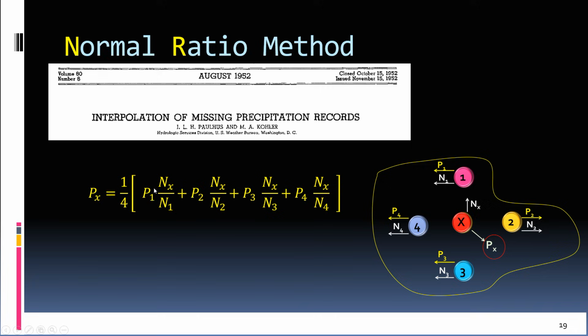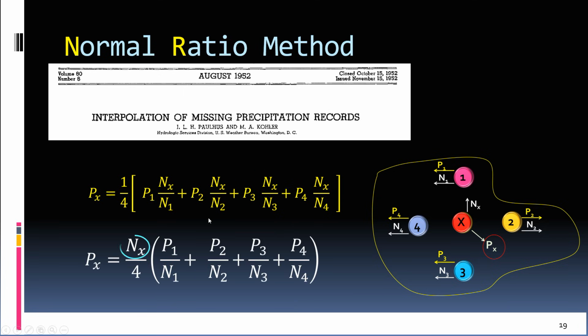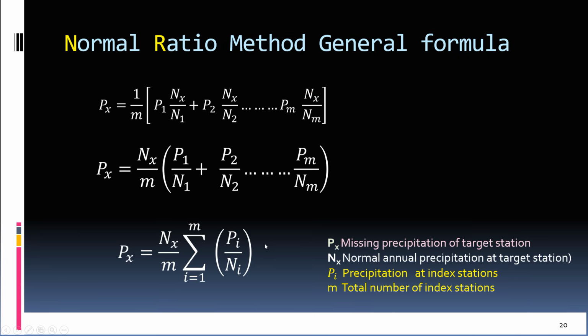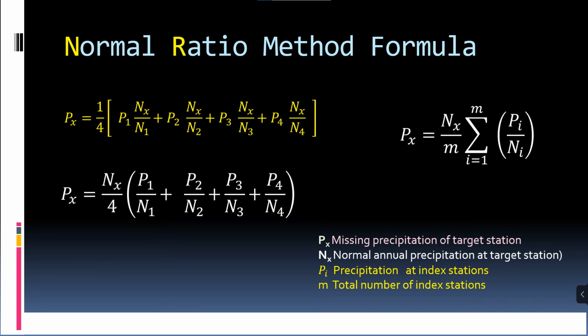For 4 index stations, Px is estimated as 1 over 4 times P1 Nx by N1 plus P2 Nx by N2 plus P3 Nx by N3 plus P4 Nx by N4. If we take Nx as common, then the formula in general can be written as Px equals Nx by m summation of Pi by Ni, where i varies from 1 to m. You can write the formula in any of these ways. Whichever way helps you remember it best.